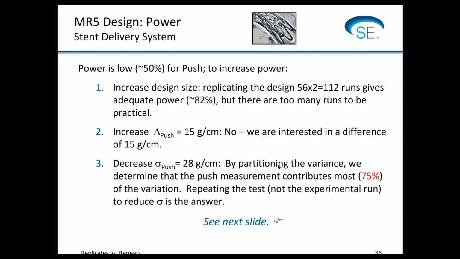Okay, by partitioning the variance, we know how much is due to the measurement from the gauge R&R studies, and we know how much is the total from the historical data. We can figure out how much is process and how much is measurement. We determined that the push measurement contributes 75% of the total. So 75% of this 28, not really this 28, but if you squared this, 75% of this number squared is contributed by the measurement, and the other 25% is coming from the process. So repeating the test, just remeasuring, will give us a big increase in power.